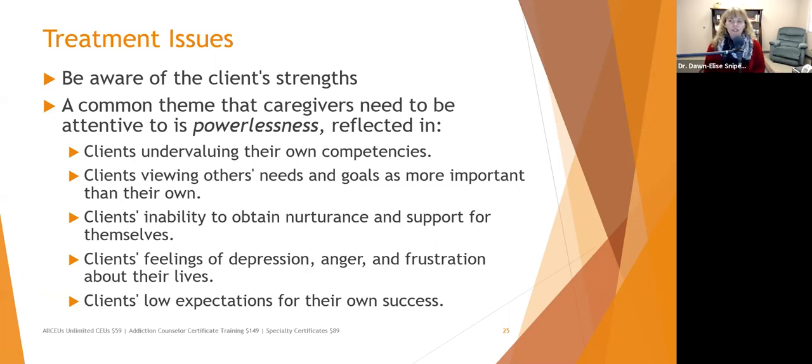They view others' needs and goals as more important than their own. They feel like they're a burden or a bother. They may have an inability to obtain nurturance and support for themselves, either because the family's not able to give it or they don't know how to ask for what they need. They may have feelings of depression, anger, and frustration about their lives. They are very intuitive people. They may not understand some things, but it doesn't mean it doesn't hurt when they're lonely. It doesn't mean they don't have anger or get frustrated with things because they realize that they're different than other people. And they may have low expectations for their own success. So we want to empower clients by, again, building on their strengths, complimenting them, showing them how far they've come.